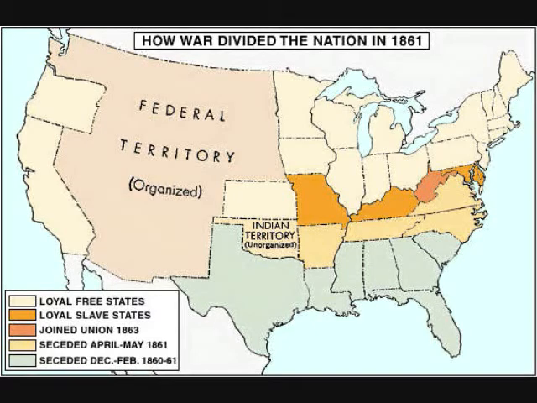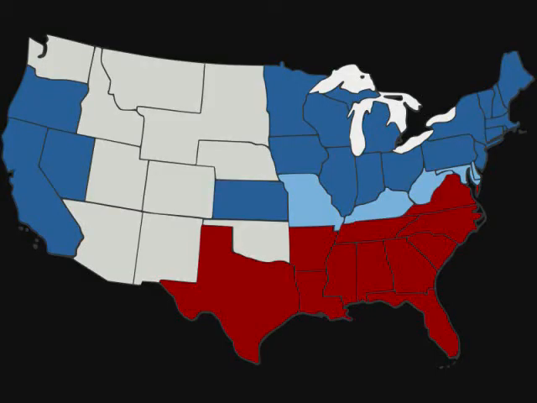Not wanting to fight against their brother states and relatives, Virginia, Arkansas, North Carolina, and Tennessee also ratified Articles of Secession and left the Union. Several border states, states that owned slaves, did not leave the Union. These states included Maryland, Delaware, Missouri, Kentucky, and in 1863, West Virginia.